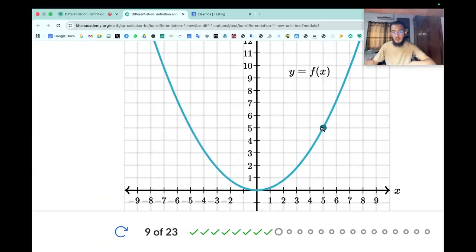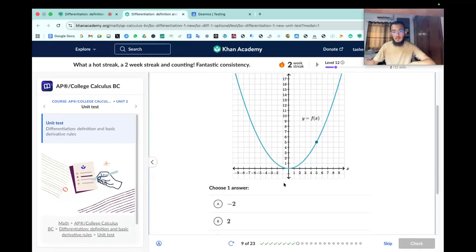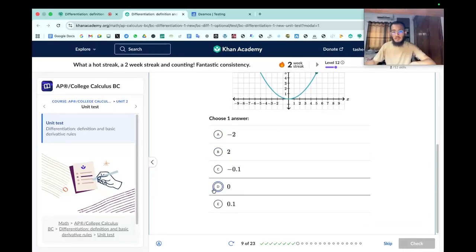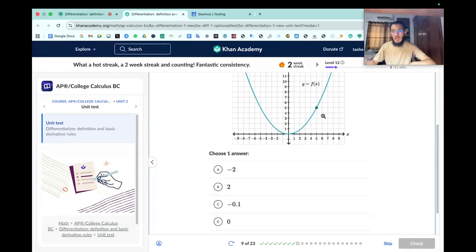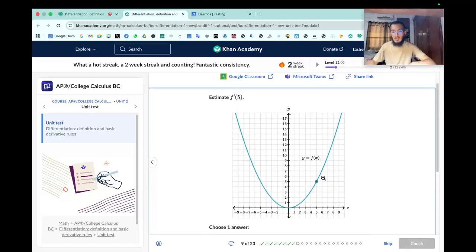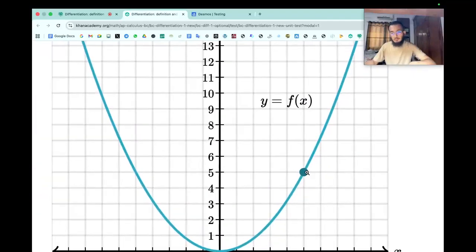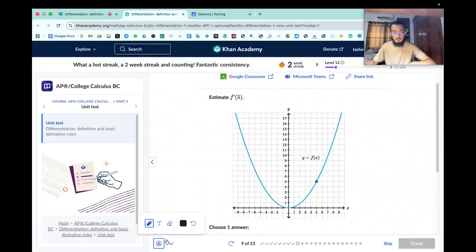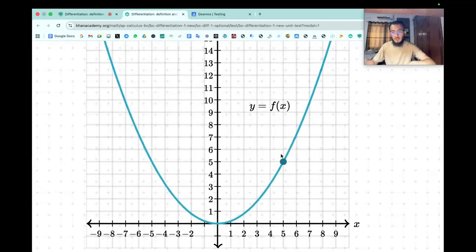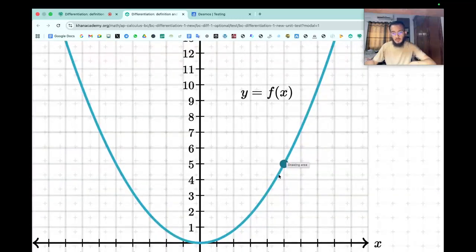Estimate f prime 5. So we have to differentiate this to get 5. Okay, we don't have any equations. Definitely is not 0. How do we find the gradient at this point? We take a tangent to this point. So let's say this point and this point, maybe something like this. This is an estimate, of course.